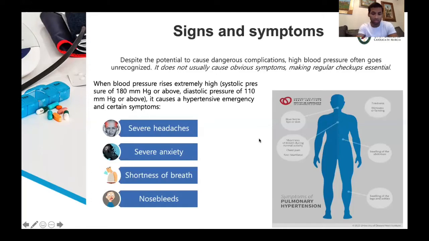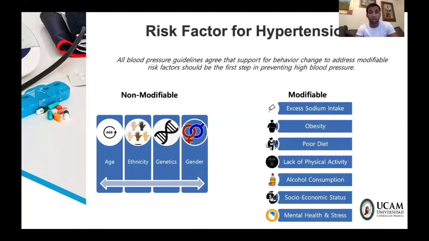So these are such things. Okay, the risk factors for hypertension. All blood pressure guidelines agree that support for behavior change to address modifiable risk factors should be the first step to preventing high blood pressure. There are some things that we cannot change when we have this disease.